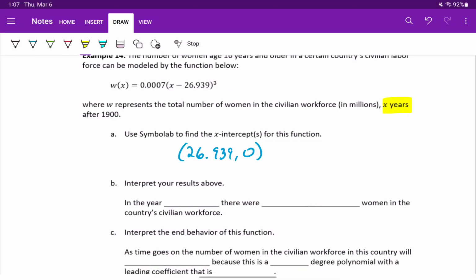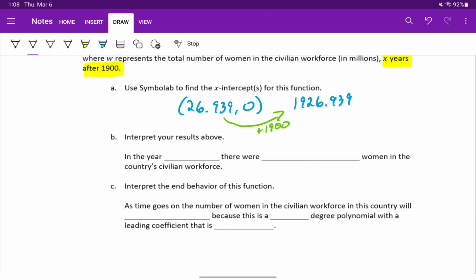Keep in mind that x represents years after 1900, so we need to take that value and add 1900 to it. So this value actually represents the year 1926.939, which we'll round for any interpretation. So in part B, we're asked, in the year blank, there were blank women in the country's civilian workforce. So our x value is telling us the year. So 1926 will round up to 1927 because of that 0.9. So our intercept is telling us that in 1927 there were 0 women in the country's civilian workforce, because our function value W is equal to 0.